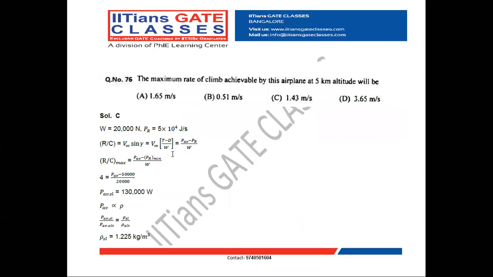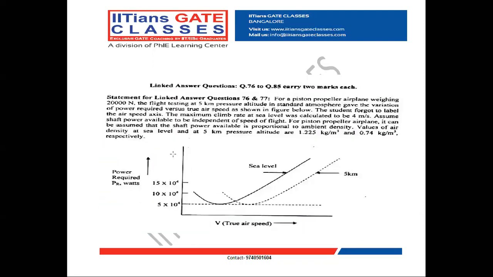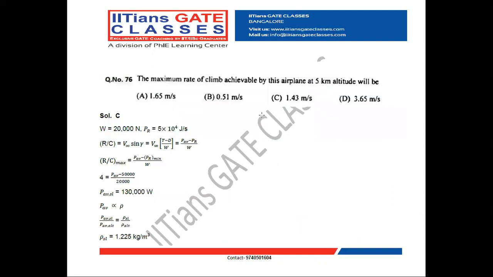Now we'll move on to question number 76. This is the common data for question numbers 76 and 77. The maximum rate of climb achievable by this airplane at 5 km altitude will be: option A 1.65 meter per second, option B 0.51 meter per second, option C 1.43 meter per second, option D 3.65 meter per second.